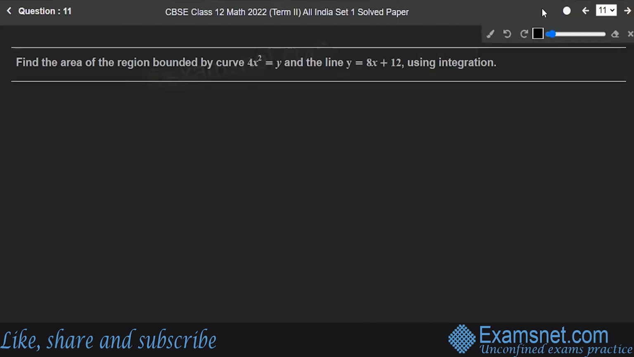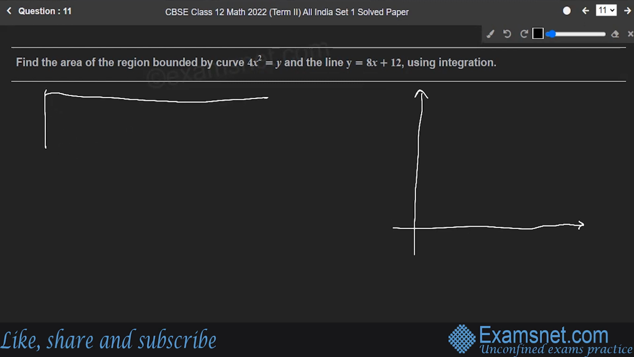Question number 11, find the area of the region bounded by the curve 4y is equal to... or y is equal to 4x square and the line y is equal to 8x plus 12 using integration. So definitely let's draw them on the graph first. So let's make the table for the line y is equal to 8x plus 12.